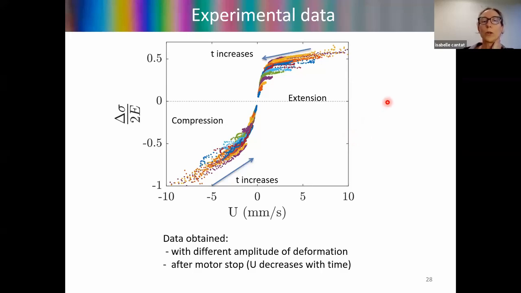So here I show you more data series obtained by varying the amplitude of the motor motion. And we have only the relaxation stage. So the small times are here. And here you see the velocity decreasing towards 0 with time following this direction. This part is the extended side and this part is the compressed side. And let's put the prediction on it.